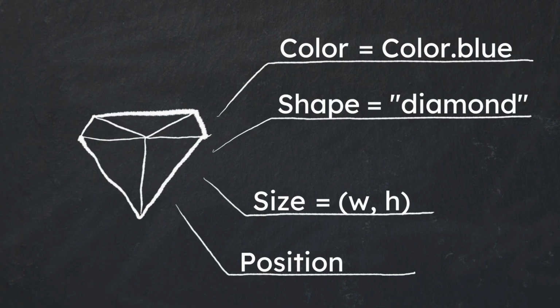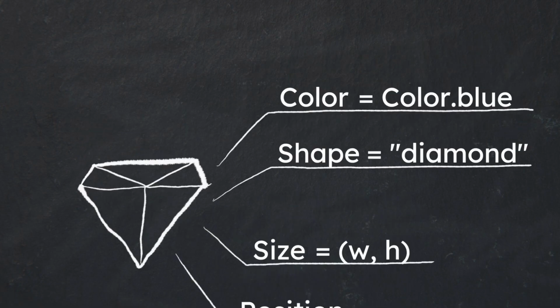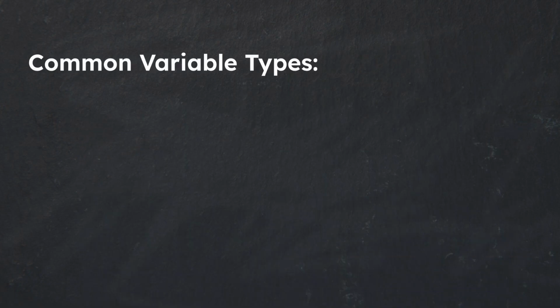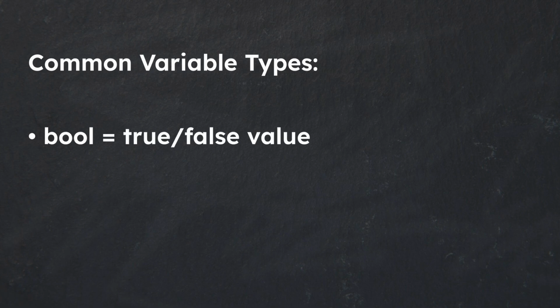There are usually types built into a programming language like C#. Here are some common ones. Bool, a boolean which is either true or false.